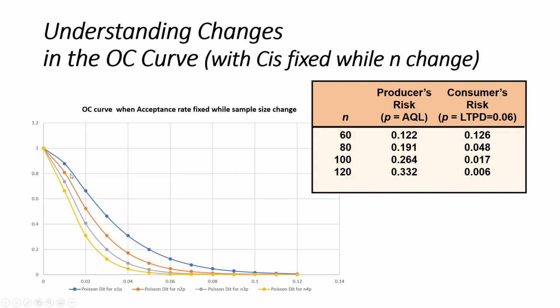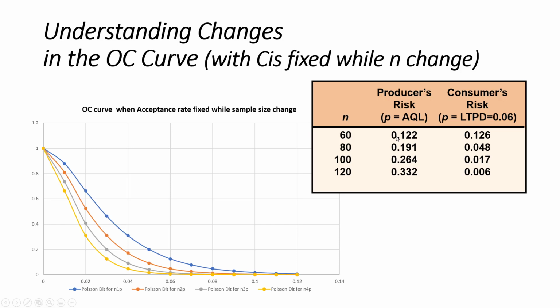So this will be the behavior of the curve. You can see this is the Poisson distribution for N1P. So our N at the first instant is 60, and my acceptance rate is fixed, which is 1 in this example. So in this case, the producer risk, or the alpha, at the acceptable quality limit will be 0.1122. So this is our alpha.